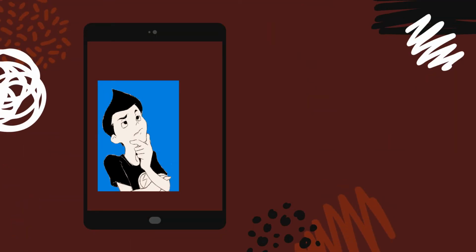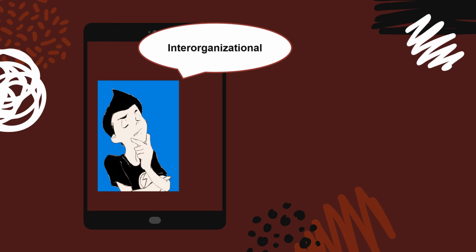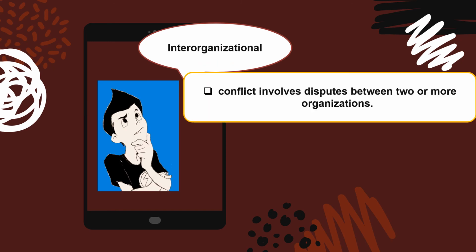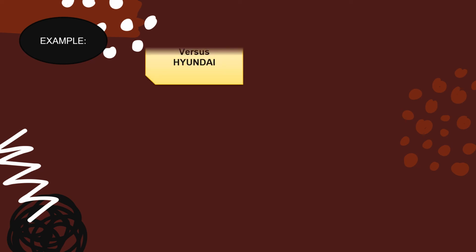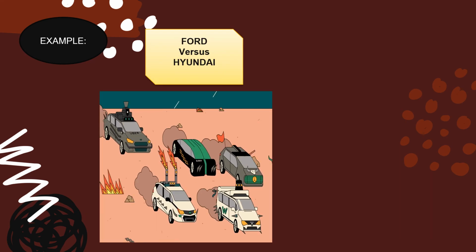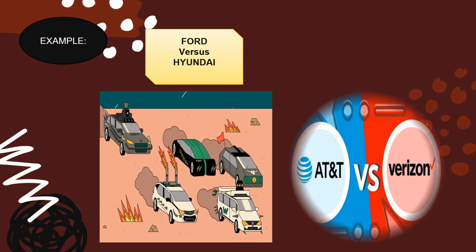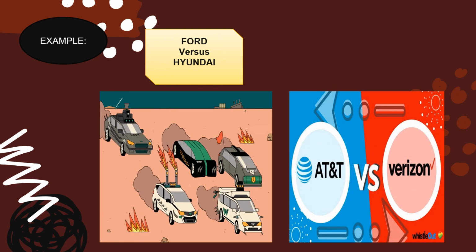Last level of conflict, interorganizational. Conflict involves disputes between two or more organizations. For example, a situation of interorganizational conflict may be the continuing battle between U.S. businesses and their global rivals, Ford versus Hyundai, or AT&T versus Verizon.